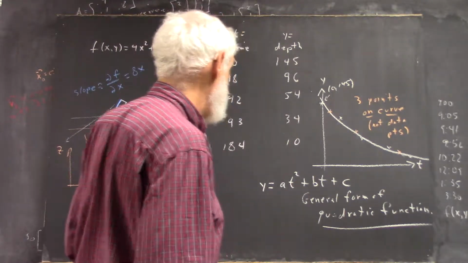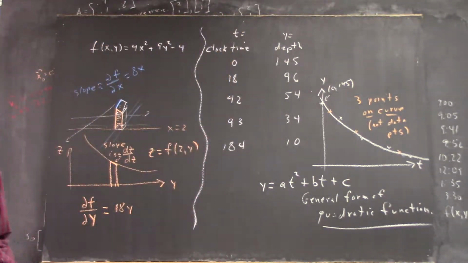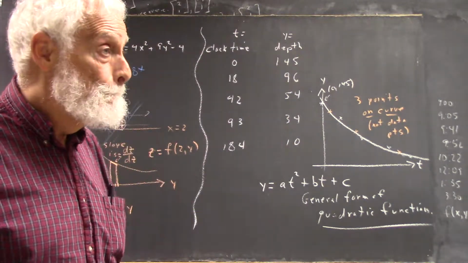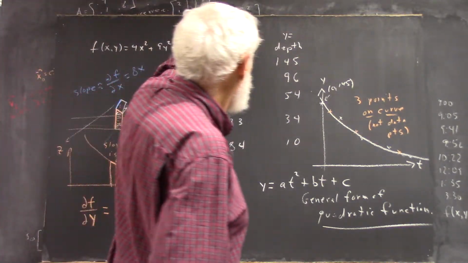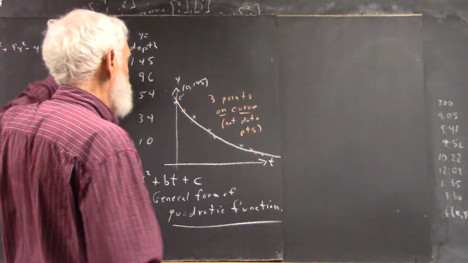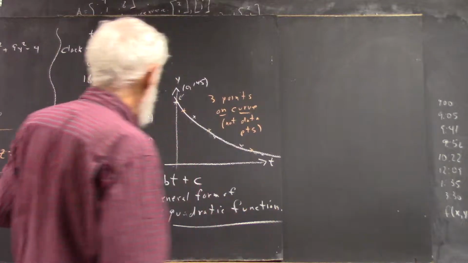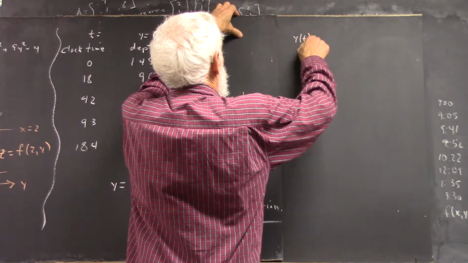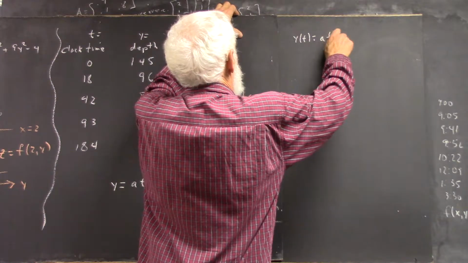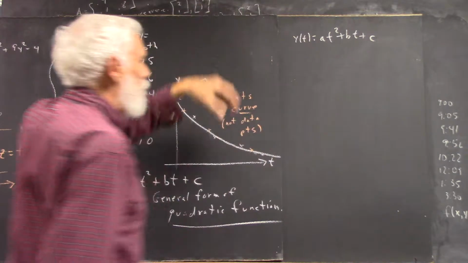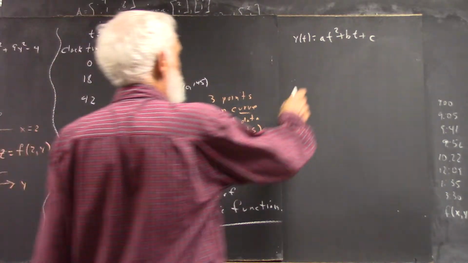Well, it turns out to be related to something that we do a little more of toward the end of the course, but we want to do a little bit of it right now. And we'll do it in more generality later. So what we do is we say that y of t equals at squared plus bt plus c.